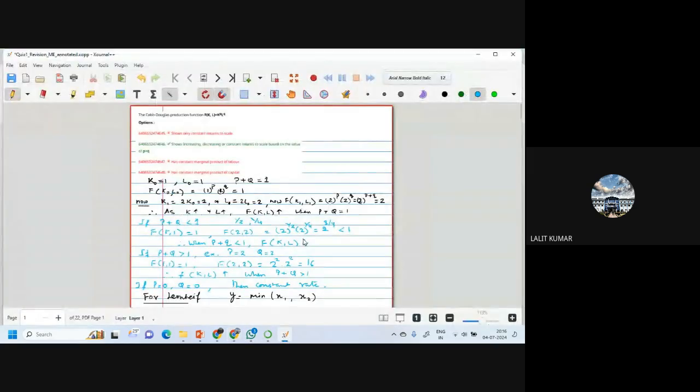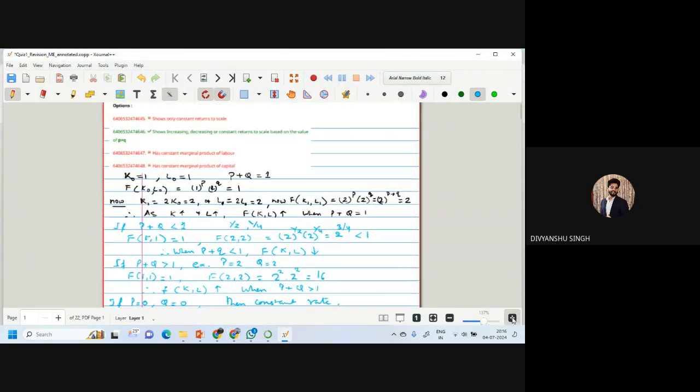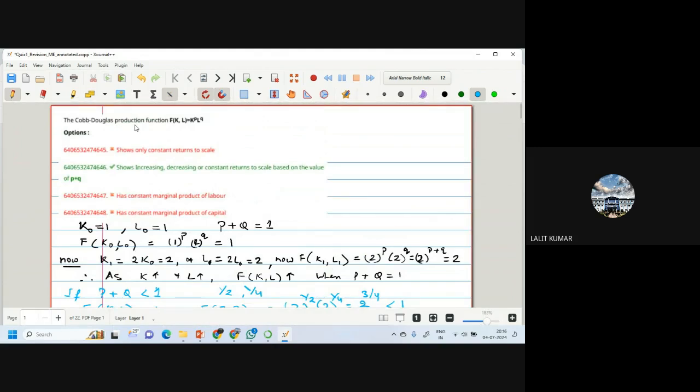Now we go to the quiz question. So this we have discussed. The Cobb-Douglas production function F(K, L) is equal to K^P L^Q. So here the production will depend on the values of P and Q. You can take some examples, and you will realize. For example, if P is less than 1 and Q is less than 1, then the production will decrease. P more than 1, Q more than 1, the production will increase. Constant returns means when P plus Q is equal to 1, then if you increase inputs by the same number, output will keep on increasing by the constant returns. So this second option is correct.